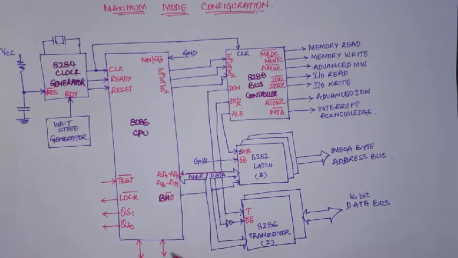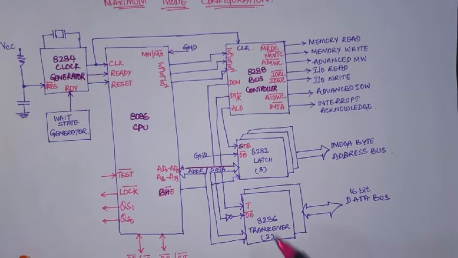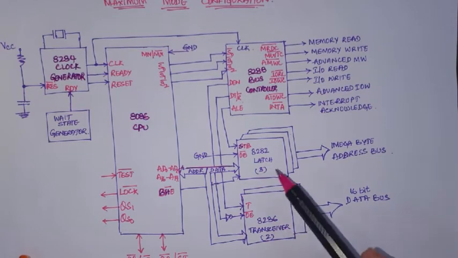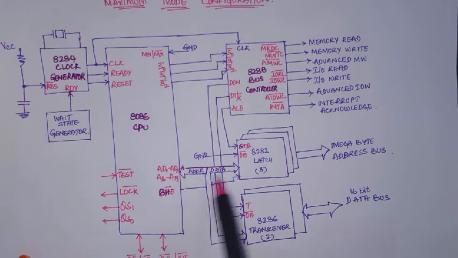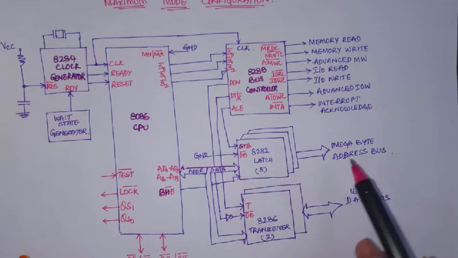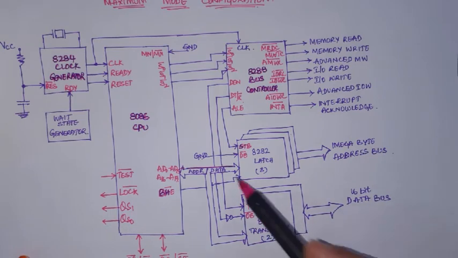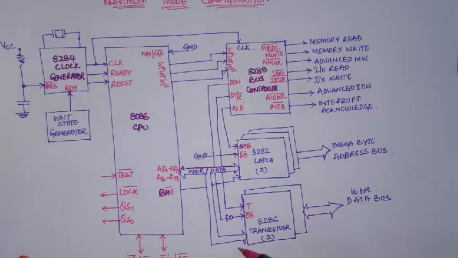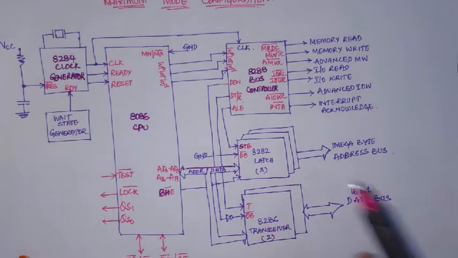Here you can see that it is the same. You have latches and transceivers here also, as in the case of minimum mode. These latches are for address and data demultiplexing. After the latches you get the address bus, and after the transceivers we get the data bus. This connection is almost the same, only where the enable signals come from will be different.